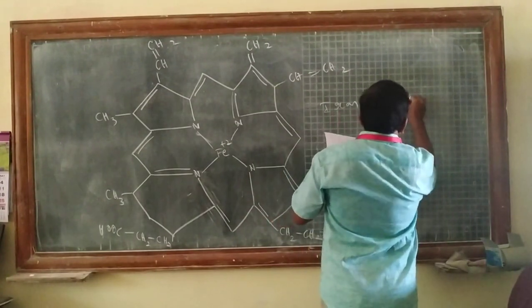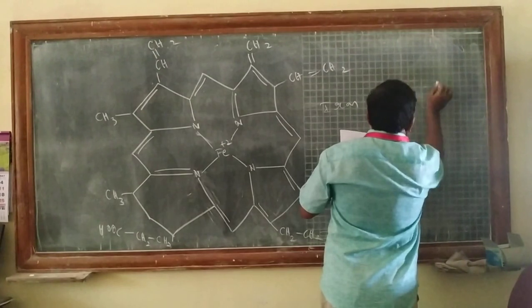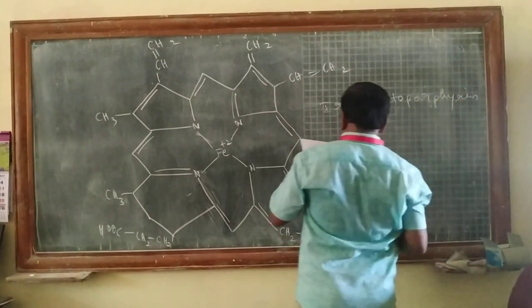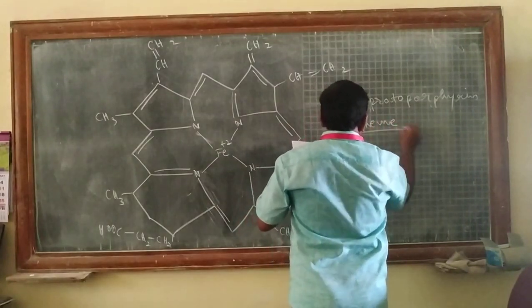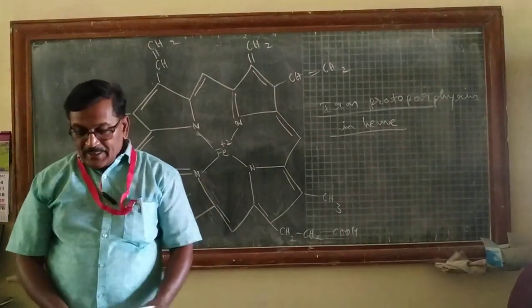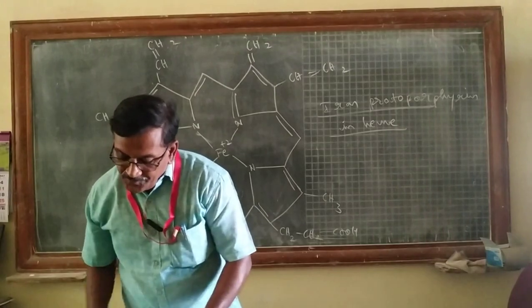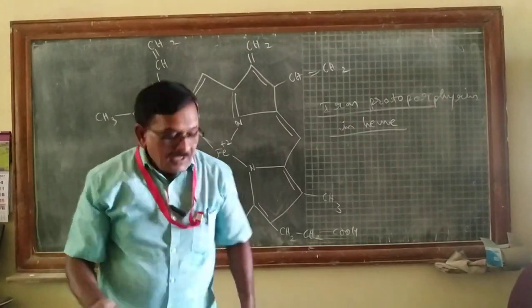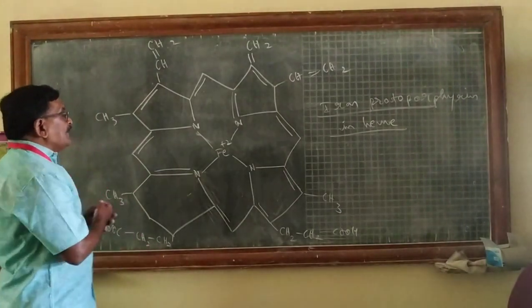Iron protoporphyrin in heme. Okay, so this is all about the structure of this compound. So this is a porphyrin in the heme system.